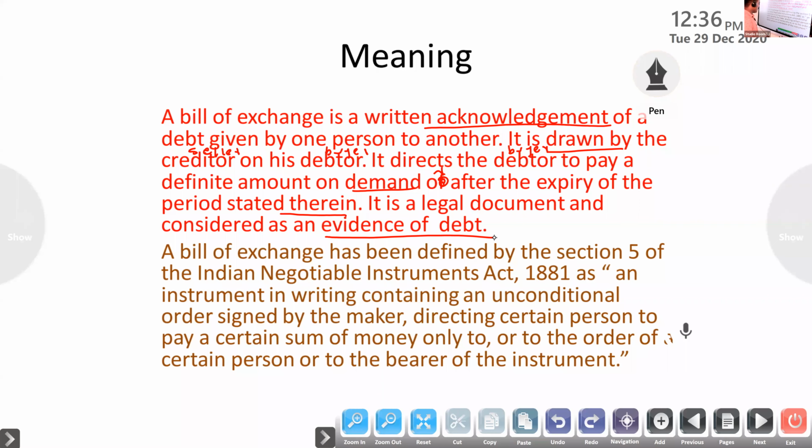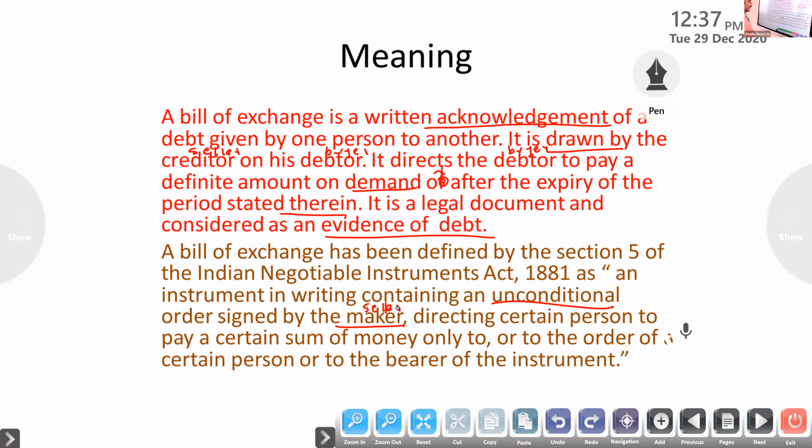So bill of exchange is defined by Section 5 of the Indian Negotiable Instruments Act, 1881, as an instrument in writing containing an unconditional order, without any condition. If the seller is not there, I won't give the amount; that condition is not attached. Unconditional order signed by the maker. Who is the maker, who is making the bill? The seller. The seller is writing the bill.